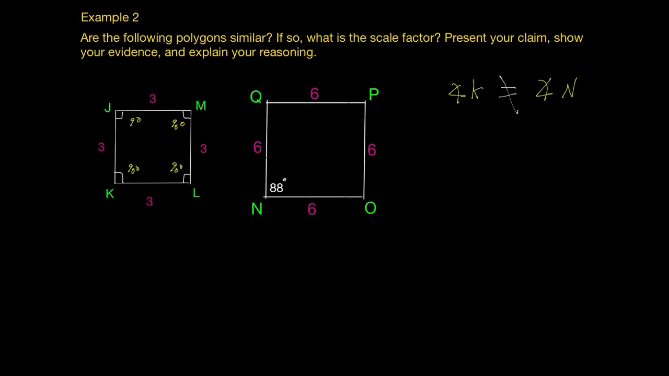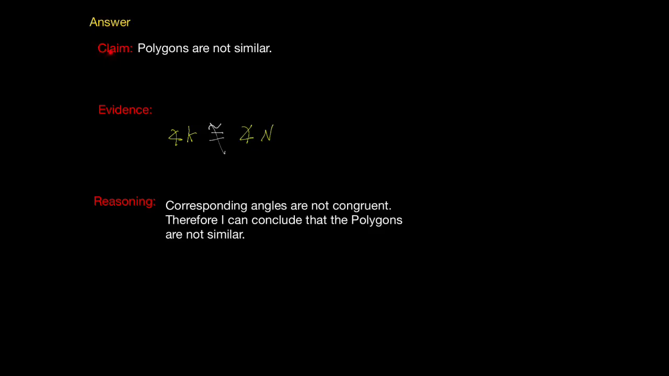And let me give you an outline on how to write this solution for whenever you get to polygons that are not similar. And here we have a complete answer. So this time we're going to claim that the polygons are not similar. Our evidence was that angle K is not congruent to angle N. And the reasoning, corresponding angles are not congruent. Therefore, I can conclude that the polygons are not similar. And we are done. So go ahead, try the problems that follow, and I will see you on the next lesson.